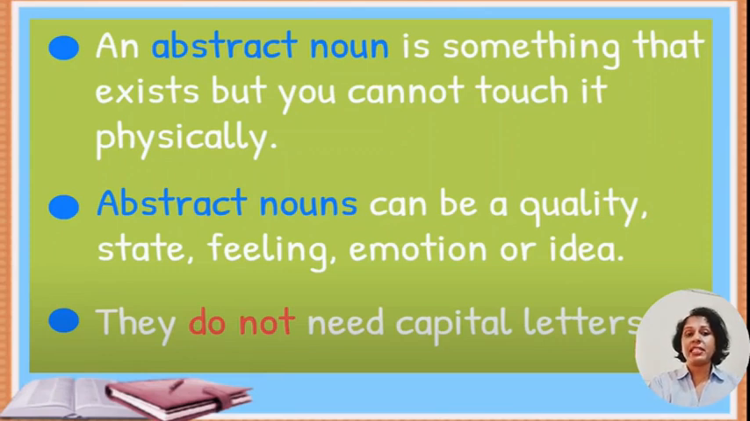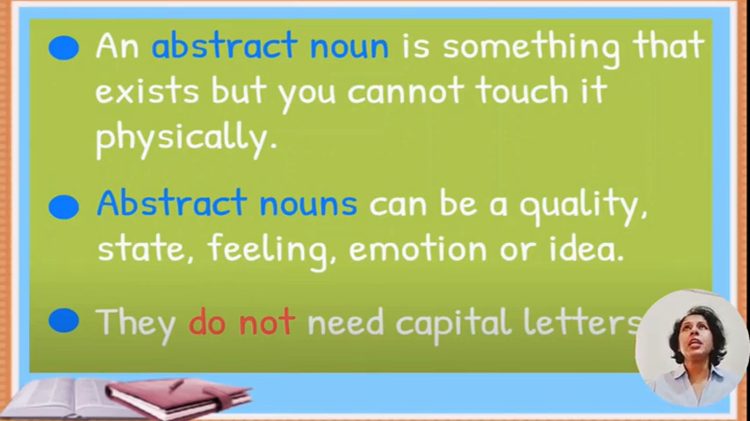Now coming to the abstract nouns. An abstract noun is something that exists but you cannot touch it physically. Something that is there, but you cannot touch it or smell it. Or, in other words, abstract nouns describe conceptual things that cannot be sensed. So abstract nouns are the nouns that cannot be experienced. They can include emotions, feelings, characteristics, philosophical concepts, or states of being. Time also. Time is also an abstract noun.